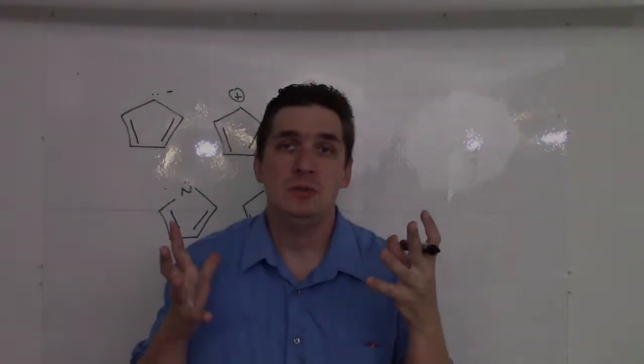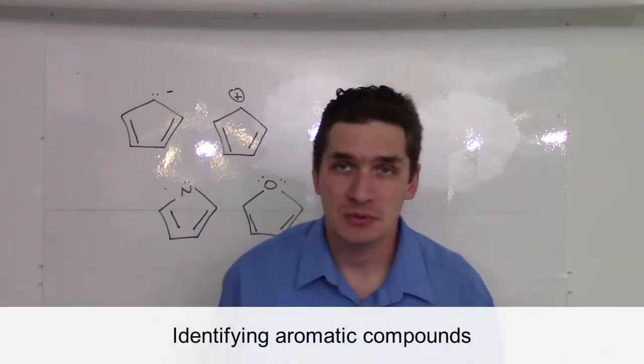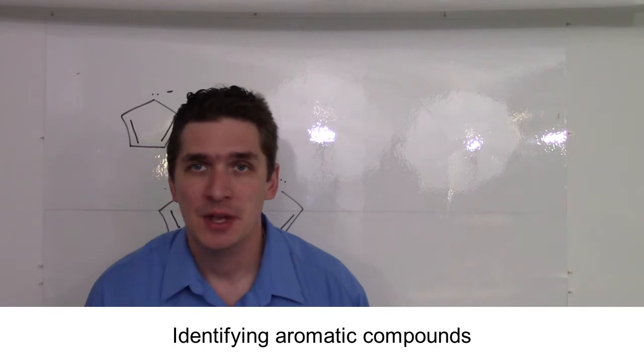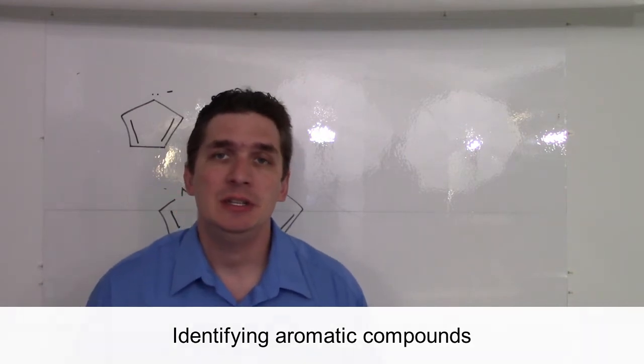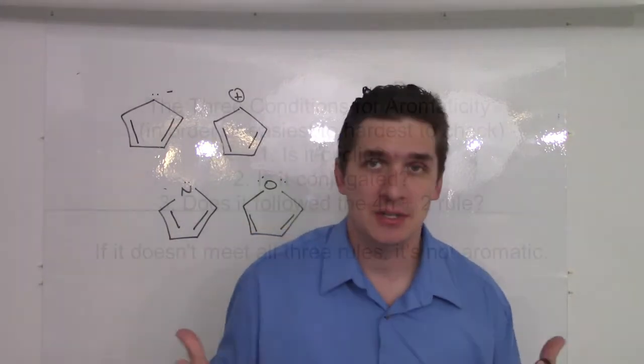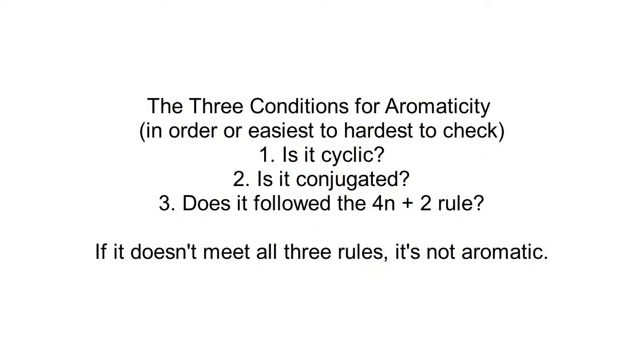So, how do you identify if a compound is aromatic, or at least has aromatic components to it? Well, again, you've got your three conditions. First, and easiest, is that you need a ring. If you're looking at a compound that's linear, it's definitely not aromatic, but if you do see rings, you're going to focus on the rings.